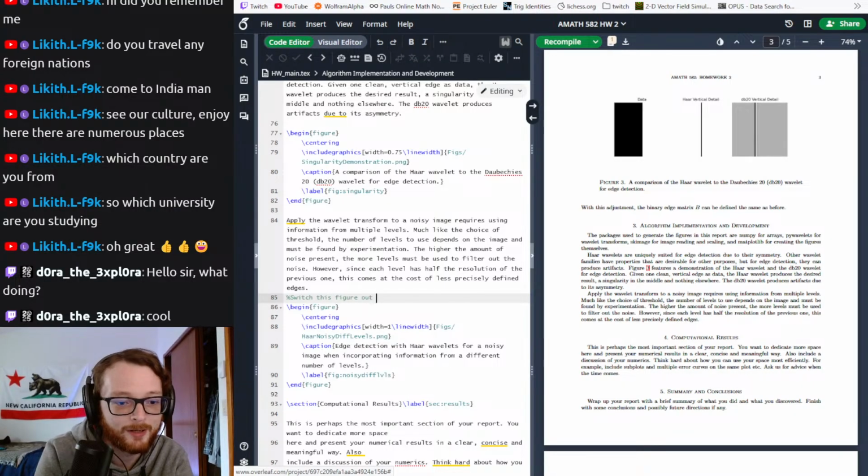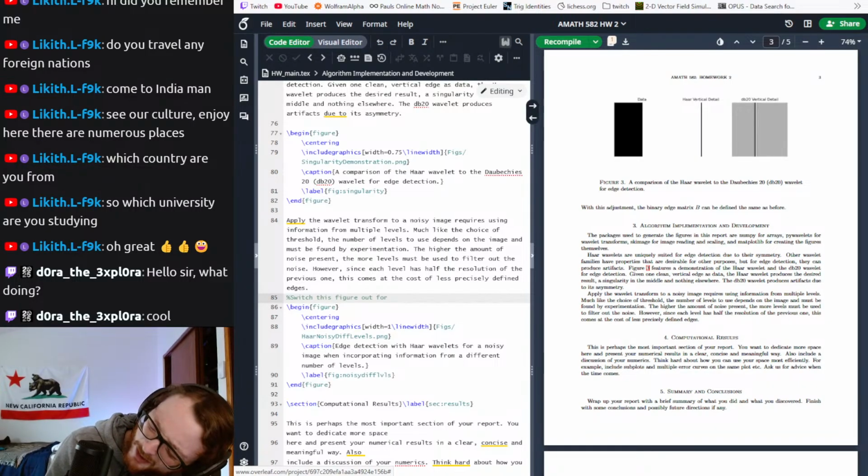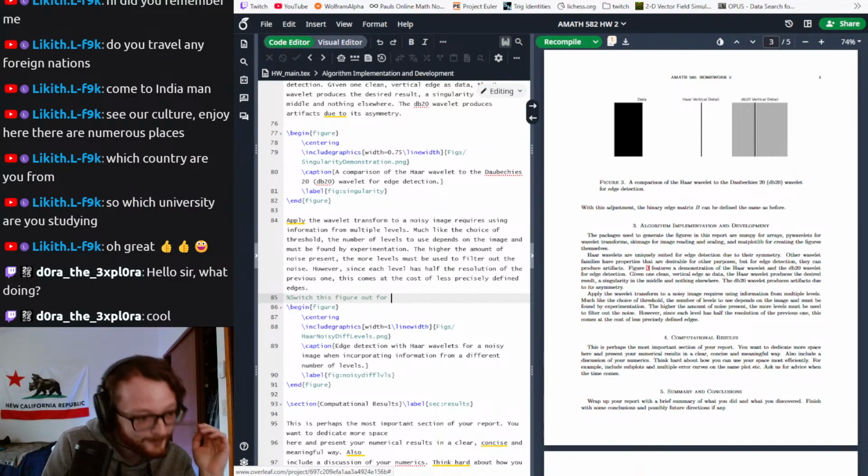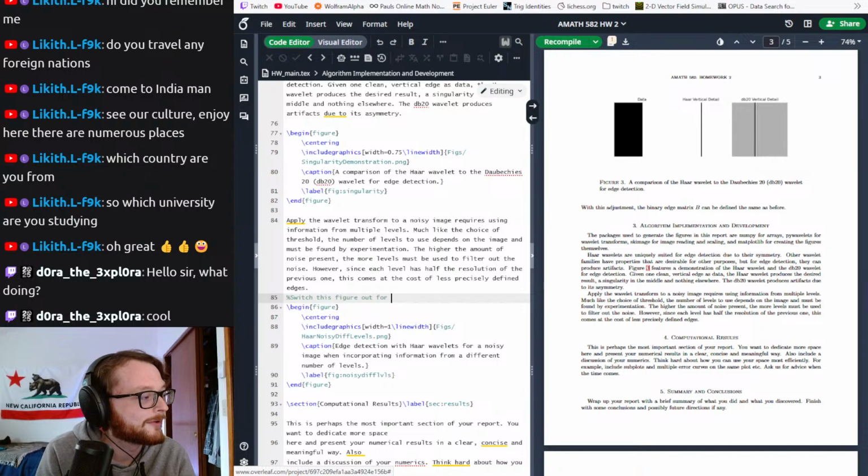Switch this figure out for... And that should kind of be a computational result. Decisions. It's also difficult not to have each of these sections cannibalize each other.